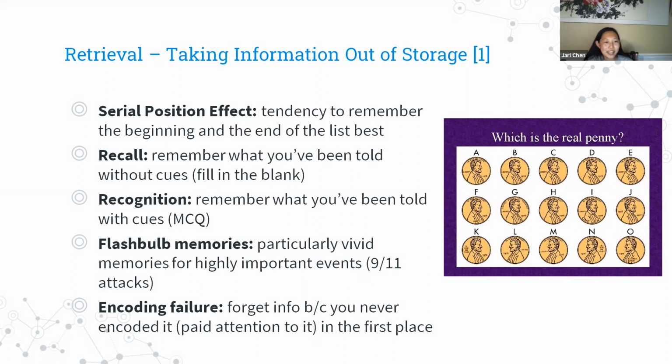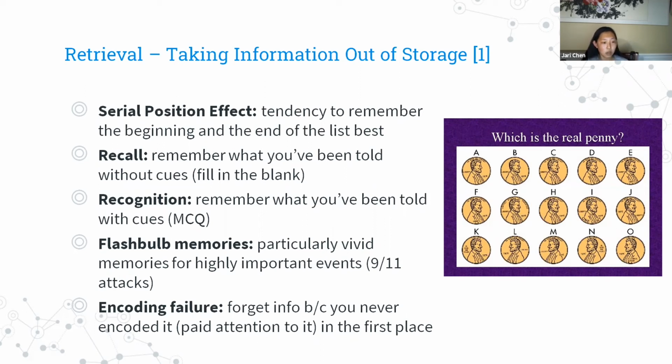Sorry, being able to take information out of the storage in your memory. So these are some important terms, and they're pretty interesting. There's serial position effect, which is basically you tend to remember things better when they're at the beginning or the end of the list. That means, this is not necessarily true, but if you're going in for a job, try to go first instead of going in the middle, because they may remember you better this way, like a job interview.